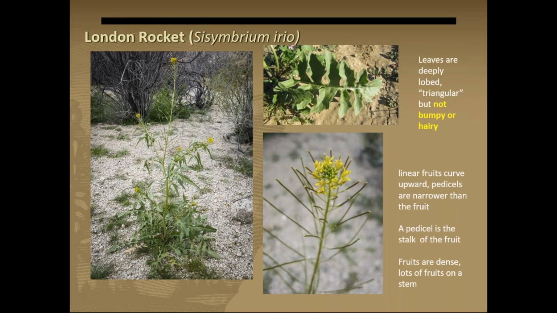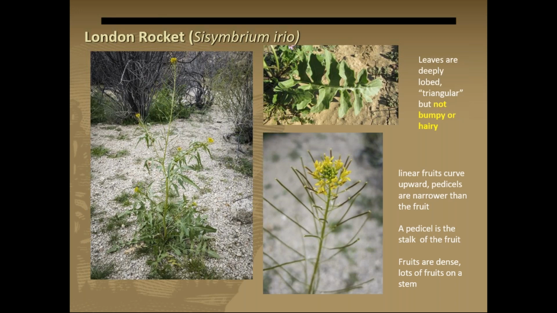Our next mustard is London Rocket. Now this is one of the Sisymbriums. There are three Sisymbriums that we have in the park. London Rocket's leaves don't have hairs on them, and they don't have bumps on them like Sahara mustard. That is probably the best diagnostic for London Rocket: hairless leaves. The lobes on the leaves tend to be more triangular. Sometimes it reminds me of the typical jack-o'-lantern smile.